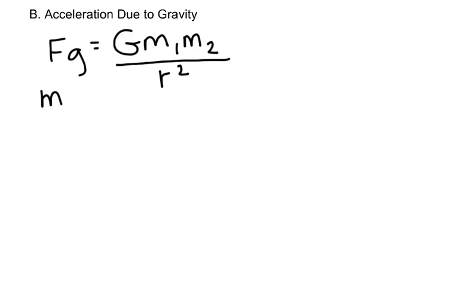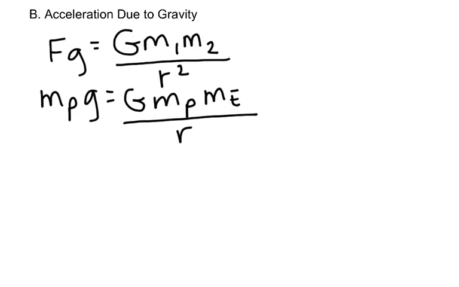So let's say we have a mass of the person times g, that's their weight, and let's say they're on a planet, let's say they're on the planet Earth. That would be equal to the universal gravitational constant, the mass of the person, the mass of Earth, divided by the radius of the Earth squared. Now, if you look at this equality I have, you can see that there's something we can cancel here. And what we can cancel is the mass of the person.